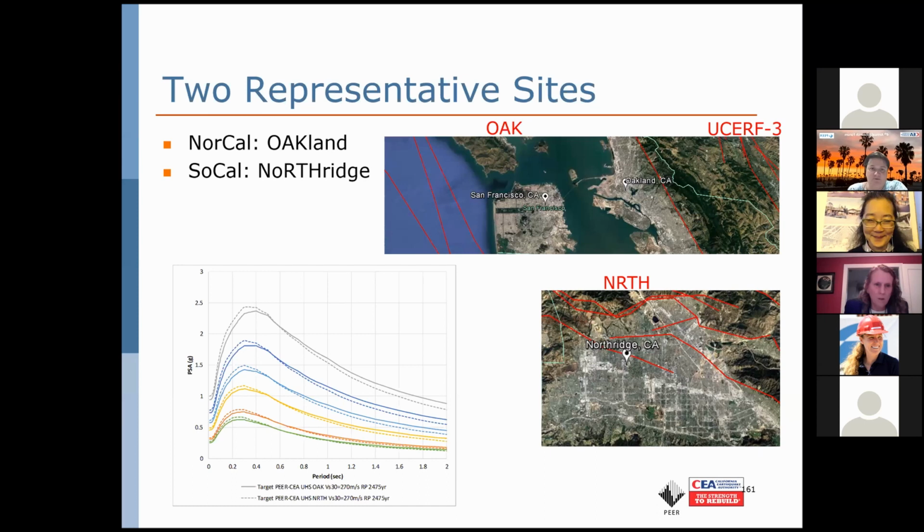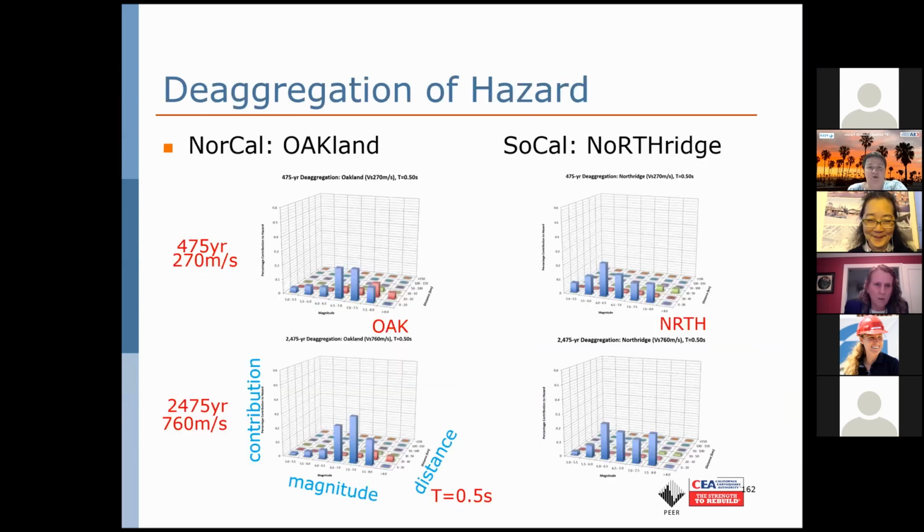But it's interesting because we weren't just looking at the spectral shape, we also looked at the deaggregation. And this is a tricky figure because of the distance bin. What we're plotting here is Oakland and Northridge. Oakland is on the left, Northridge is on the right. The top figure is for the softer site with a 475-year return period. And then the bottom figure has a stiffer soil condition with a 2,500-year return period, just to give you a diversity or comparison of the 2.